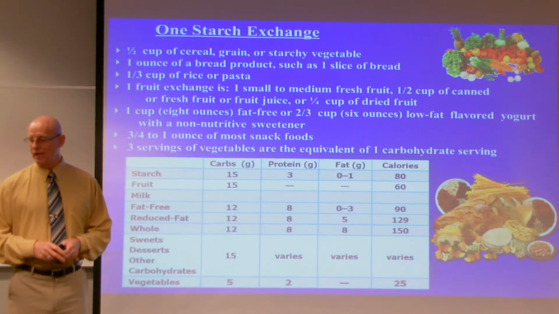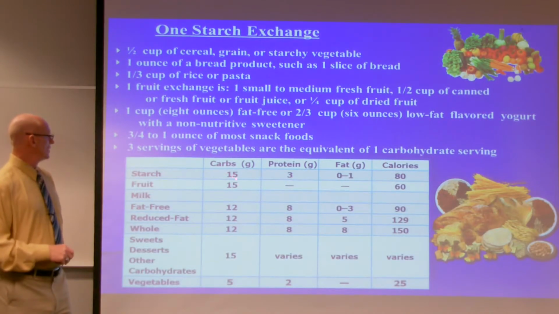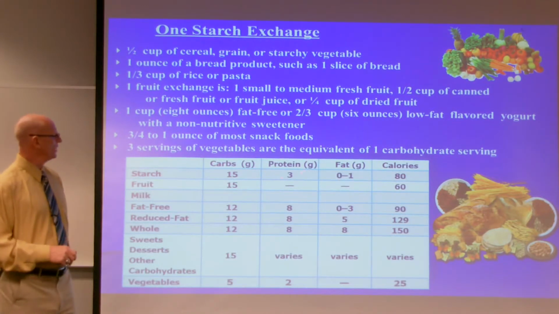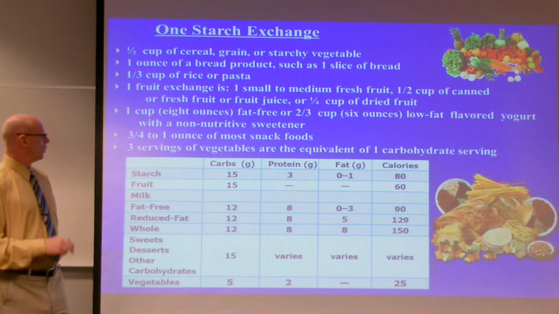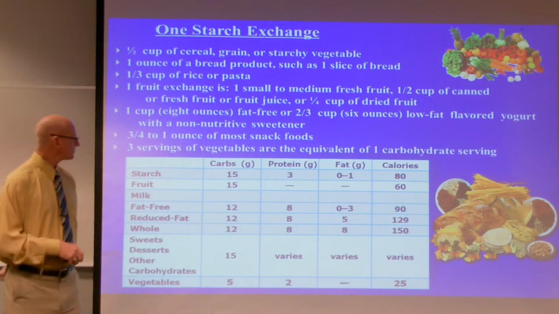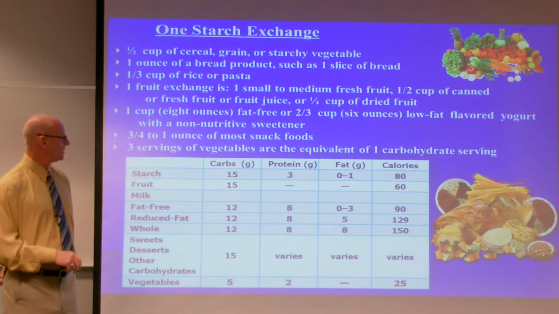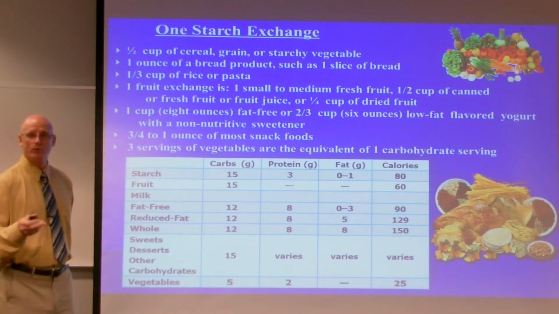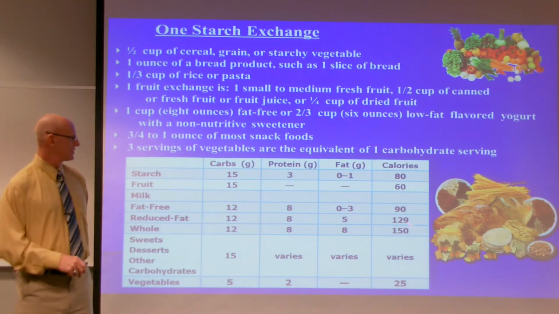One starch exchange. Okay, and I have a graph here. Basically, you'll see that one starch exchange is approximately 15 grams of carbohydrates. Now that will differ a little bit in its protein content, whereas in the milks, the fat-free, reduced fat, and whole milk, all of these, one exchange, 8 ounces, is 12 grams of carbohydrates. And it will contain also 8 grams of protein in each. And the fat differs a little bit because it's fat-free, reduced, and whole. And that will coincide with the number of calories it provides.